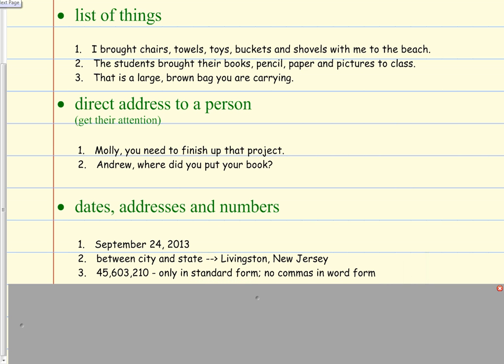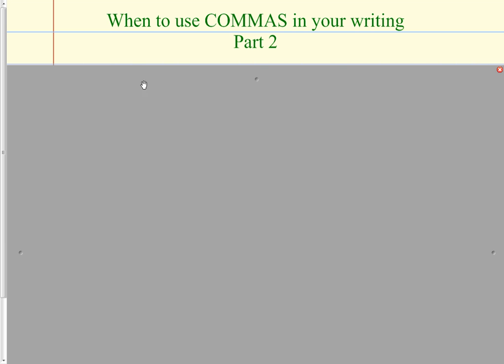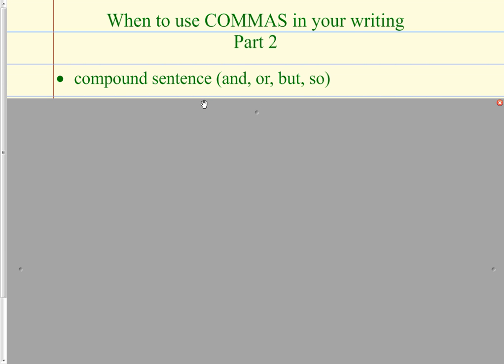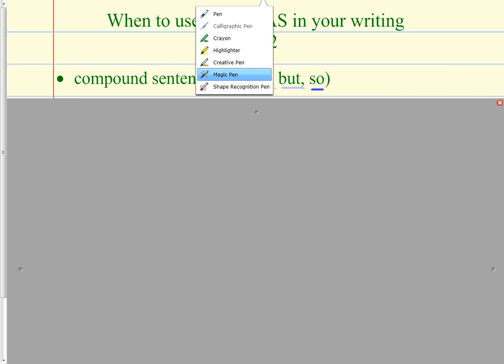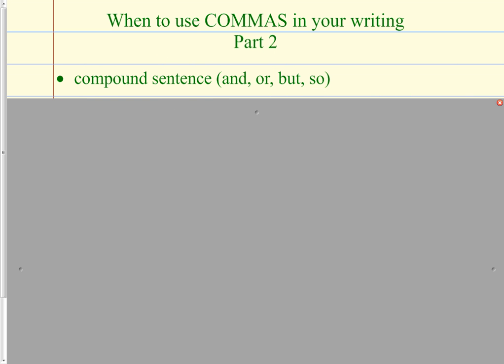Let's take a look at a few more examples of when to use commas. We also use commas in a compound sentence. Now we use the word and, or, but, or so, among others, to separate the two parts of a compound sentence. As a reminder, a compound sentence is really two sentences that have been put together.